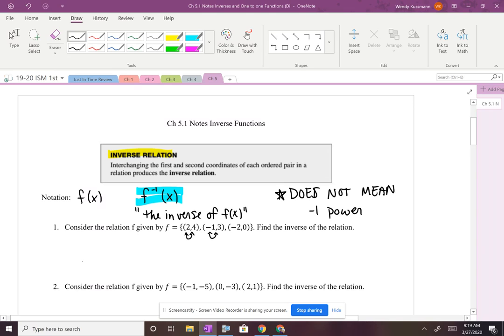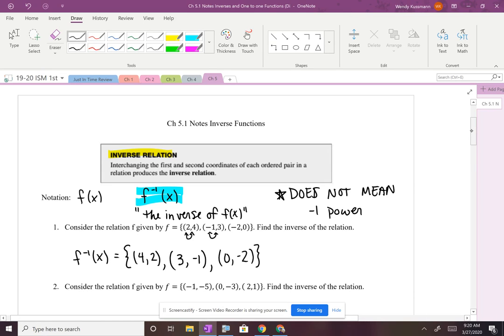So the inverse of f is written like this, f inverse of x equals, now I want to use my curly braces because it's a set of ordered pairs. So the inverse of 2, 4 is 4, 2. All I did was flip my x's and y's. Comma, the inverse of negative 1, 3 is 3, negative 1. Again, flip your x's and y's, bringing your signs with it. Comma, the inverse of negative 2, 0 is 0, negative 2. And then you close your curly braces here. That's the inverse. That's literally it.